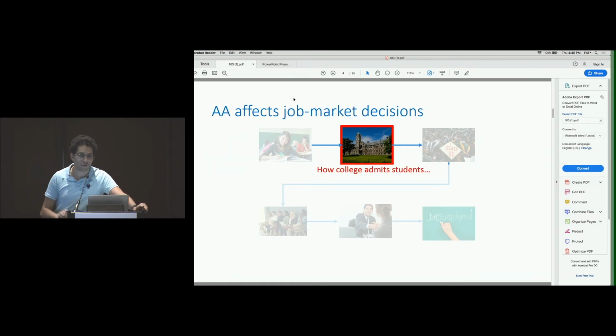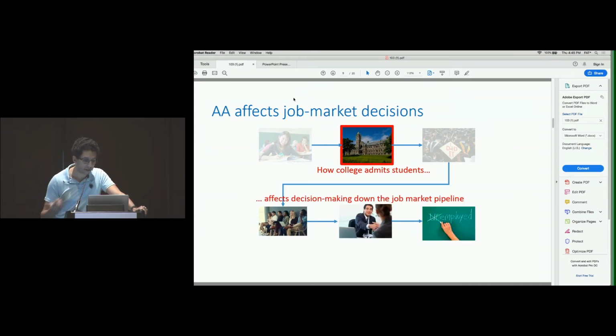So why is affirmative action a way of doing so? Well, the way the college or the university admits students is going to affect how decision making is done down the job market pipeline. You can imagine that if a university admits every student who applies to it, the employer might think that the average quality of a student in that university is not so great and not be willing to hire them, versus if the university is very selective, the employer is going to see that and is more likely to hire students from that university.